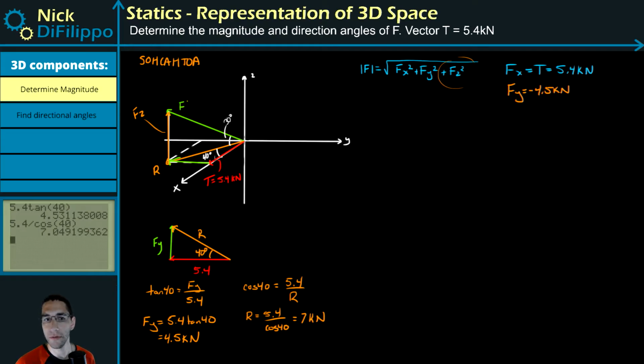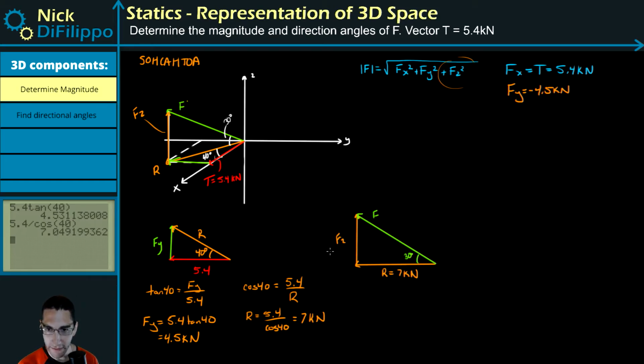Now I can draw this new triangle. When I draw this new triangle, I have what R is equal to. This is R, 7 kilonewtons. This right here is Fz, and this is my vector F. This angle right here is 30 degrees. And right now I actually see I can directly solve for this magnitude just by using R. We'll do it both ways just to verify.